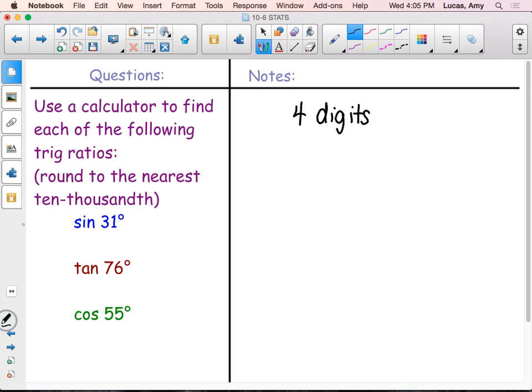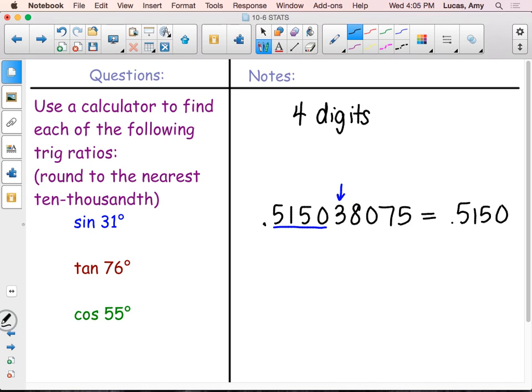So if I put this in my calculator, sine 31 says 0.515038075. So we want 4 decimal places. So if I look at the 5th place, I've got a 3. So that means that I don't need to keep the 3. If it was a 5 or higher, it would round up. Anything lower than a 5 gets cut off.